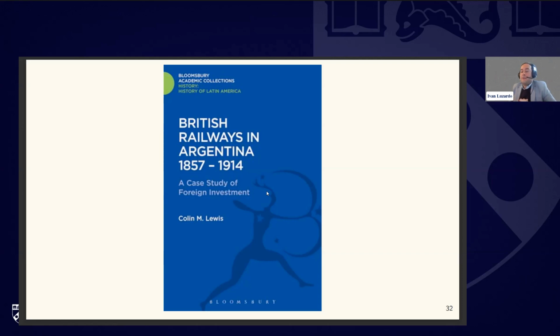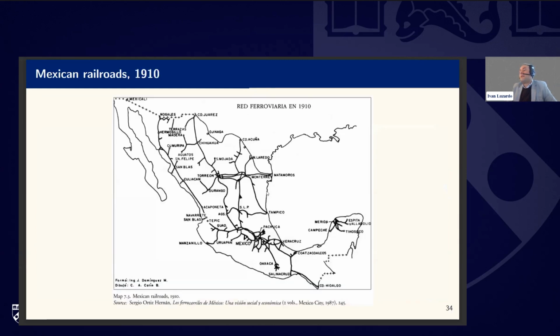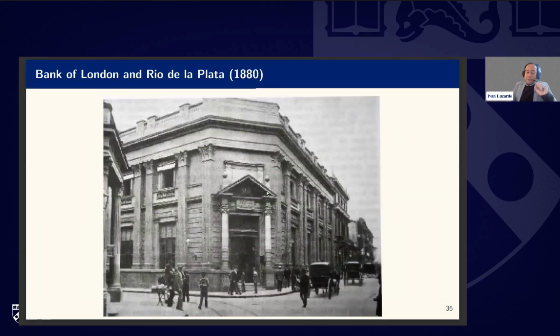Also, it will be useful to contrast with other Latin American countries that didn't have the same level of expansion in their railroad networks. So this is the case of Chile, the nitrate railroad in the north of the country that was essential for exporting nitrate, this fertilizer that was at the core of the Chilean exporting sector. This is the railroad network in the case of Mexico.